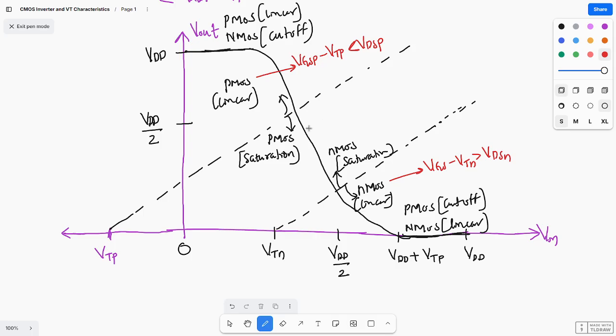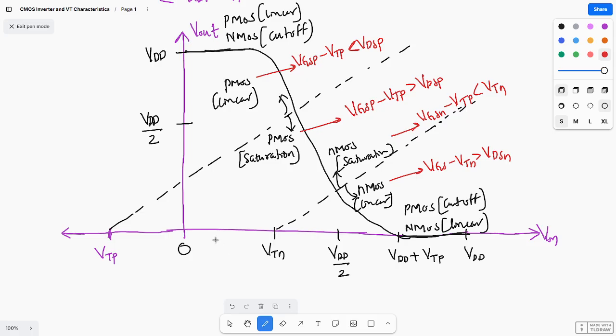And PMOS in saturation, what is the condition? VGSP minus VTP is greater than VDSP. And NMOS in saturation, what is the condition? VGSN minus VTN is less than VDSN. This is in saturation.